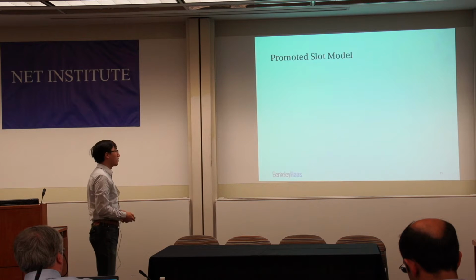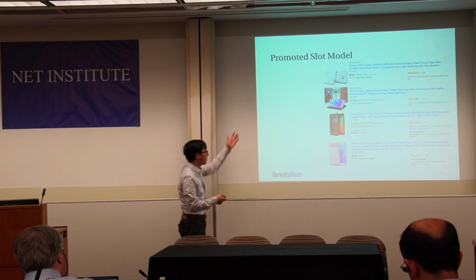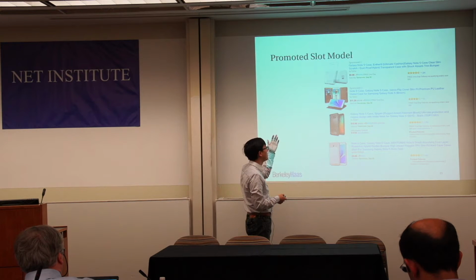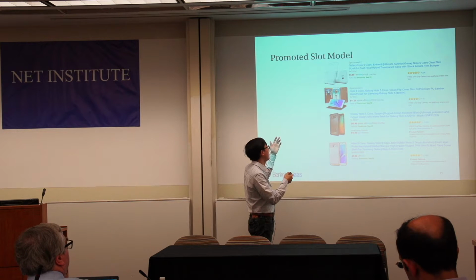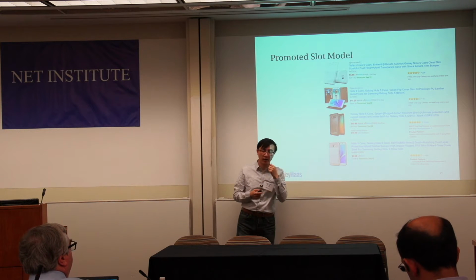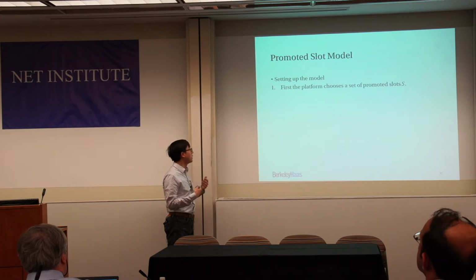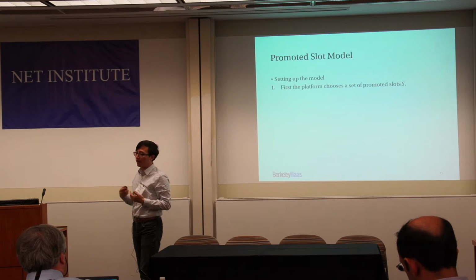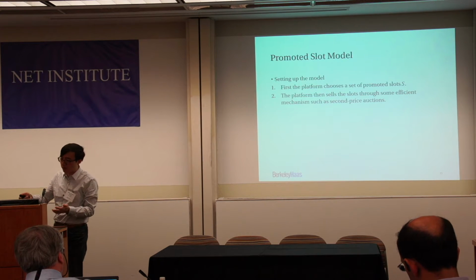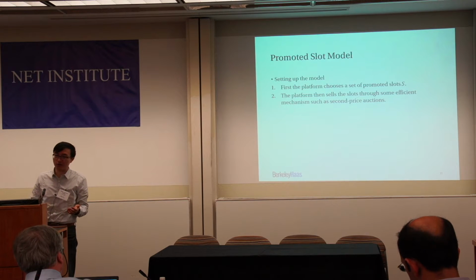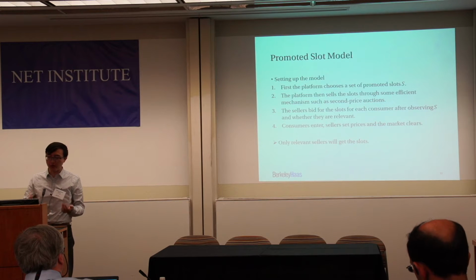Now, the other model that I considered is the probability slot model, which is something like this. This is a screenshot of Amazon. The first two listings are marked by sponsored, which essentially means they are probability slots. The sellers can bid for those slots. Now, I'm going to set up the model, basically assuming this platform is going to choose a set of the slots, and they will be sold through some efficient mechanism, such as second price auctions. And sellers would bid for the slots, and consumers would enter and the market would clear.